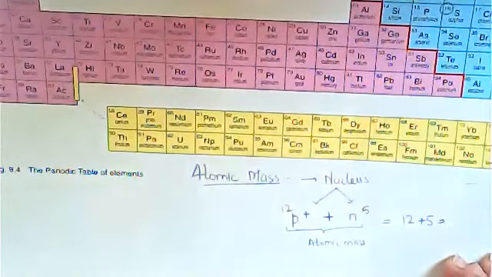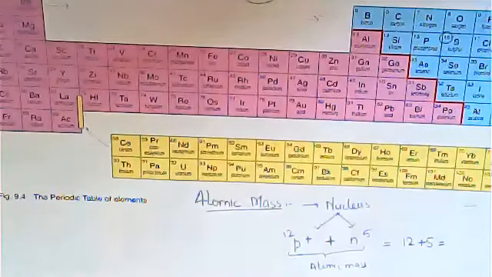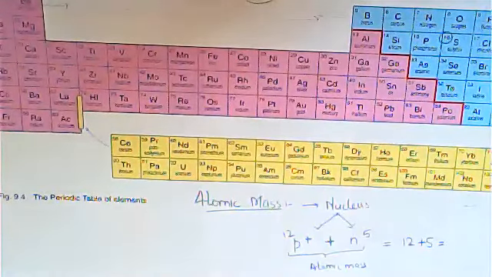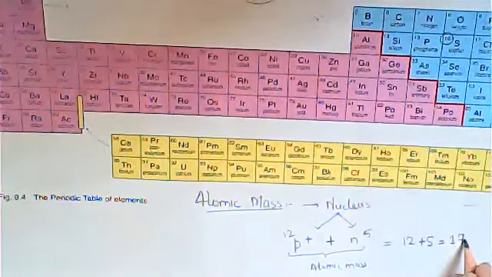12 plus 5 is equal to... 20. Shahruz, 17. 12 plus 5 is equal to 17.